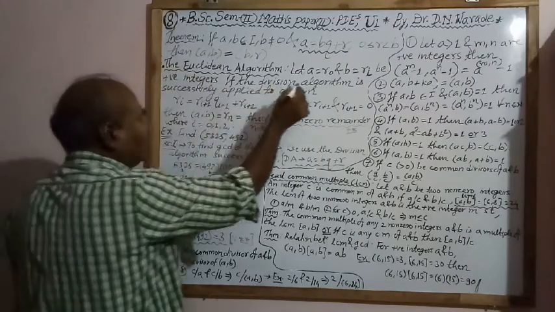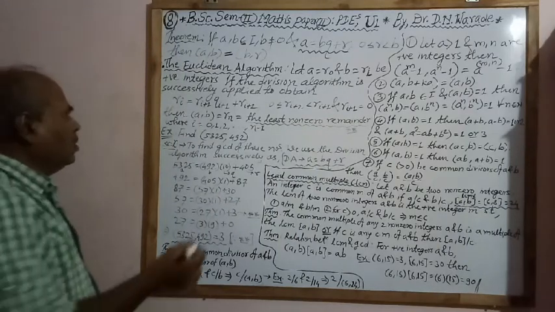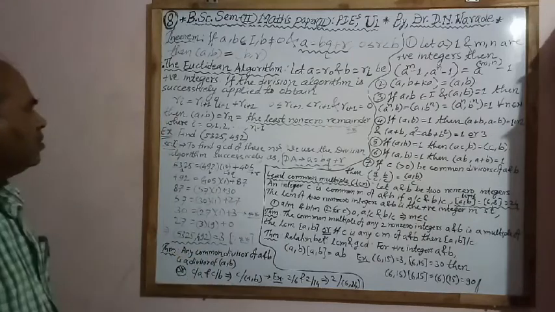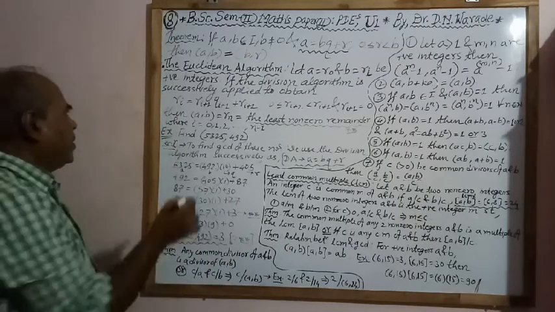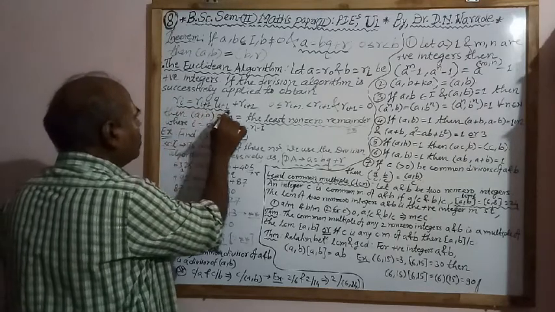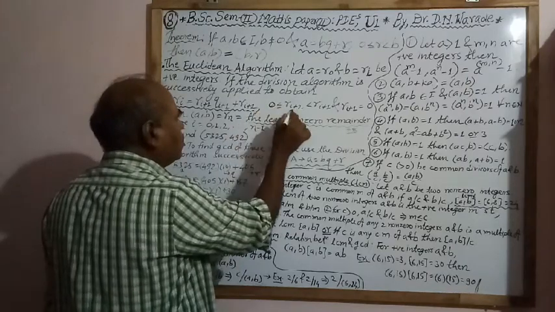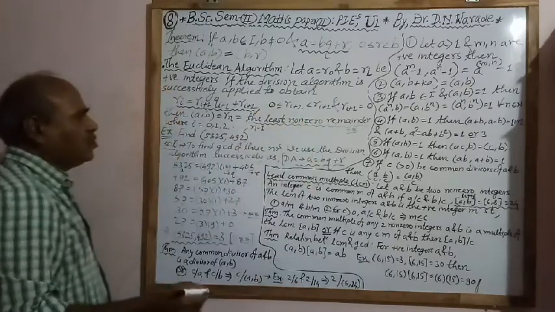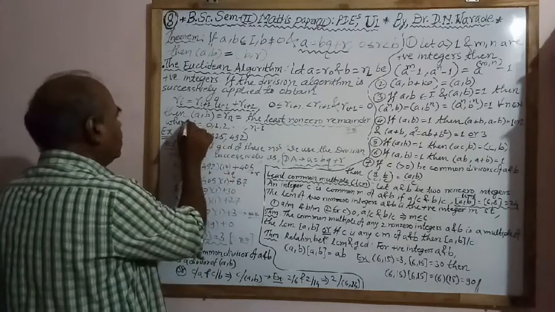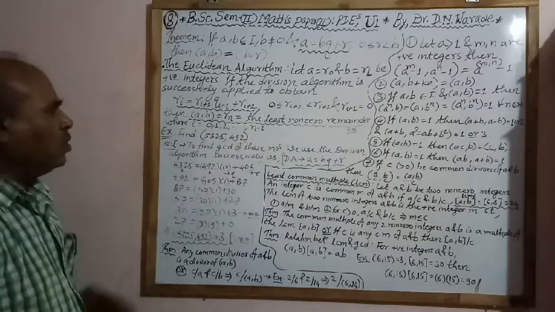What is that? Let a equal r0 and b equal r1 be positive integers. If the division algorithm is successively applied to obtain ri equals ri plus 1 into qi plus 1 plus ri plus 2, where ri plus 2 lies between 0 and ri plus 1, and rn plus 1 equals 0, then GCD of a, b equals rn, the least non-zero remainder.